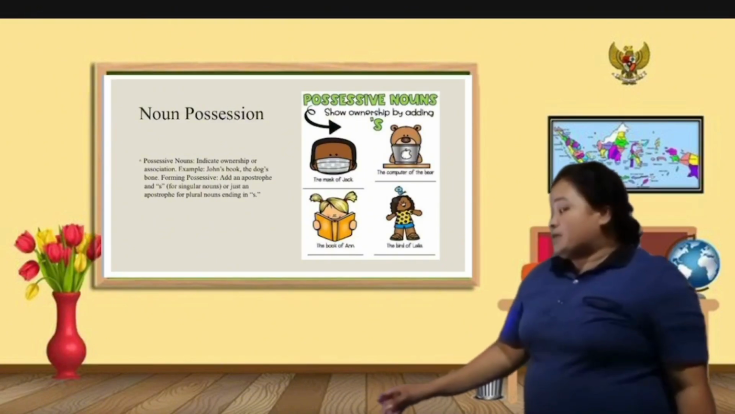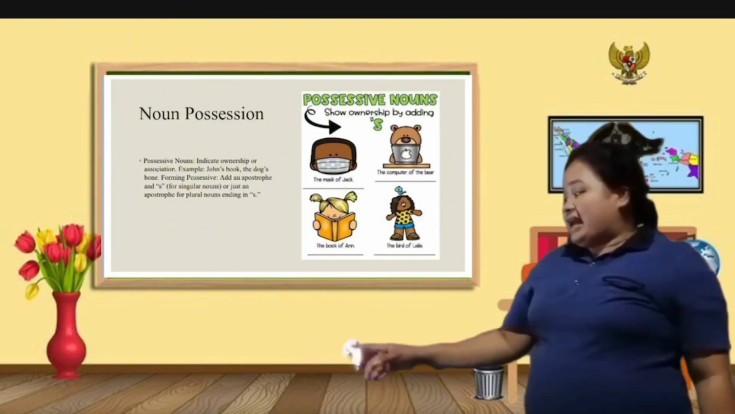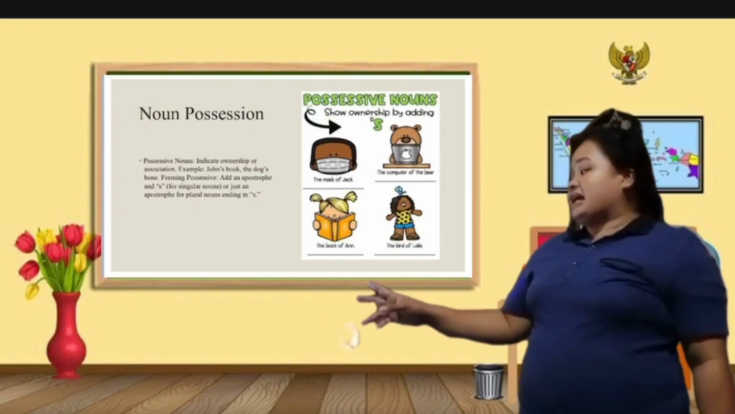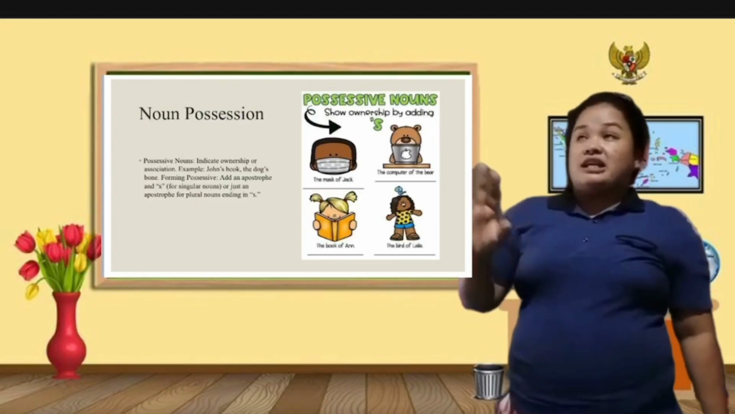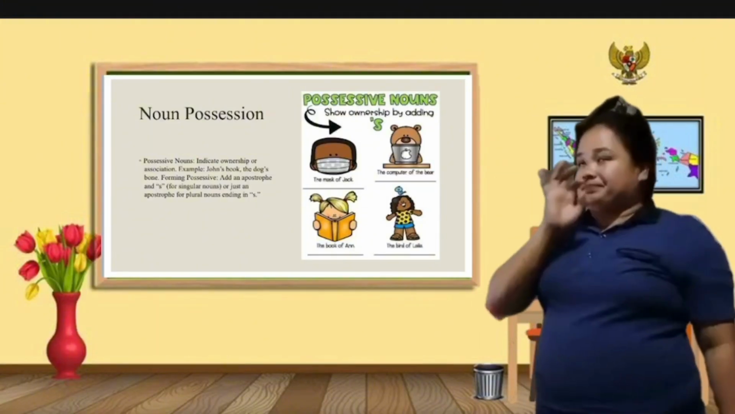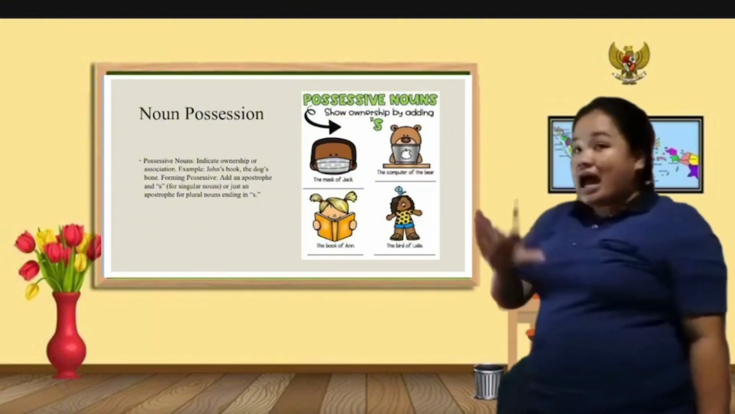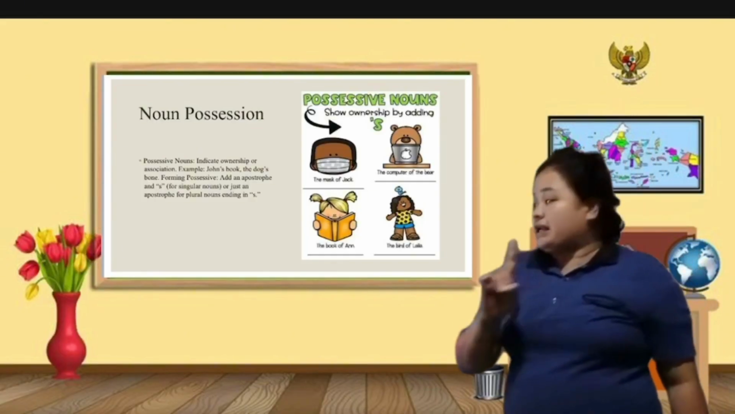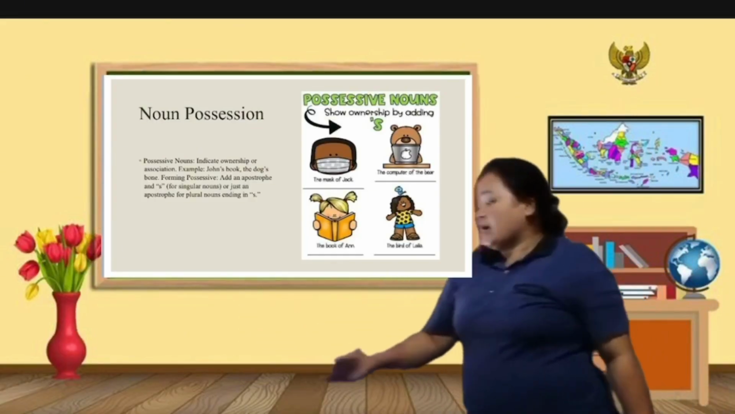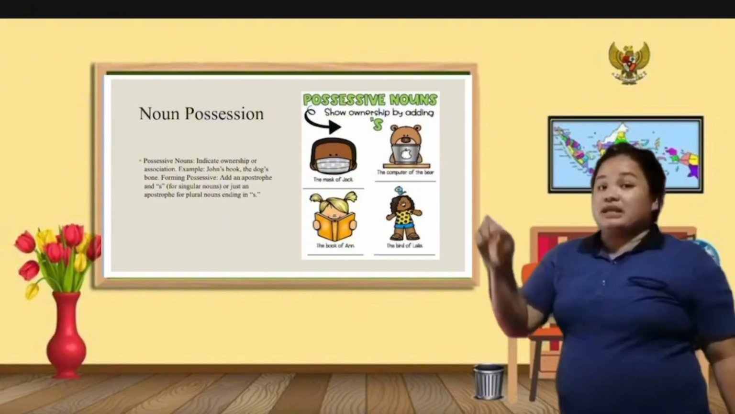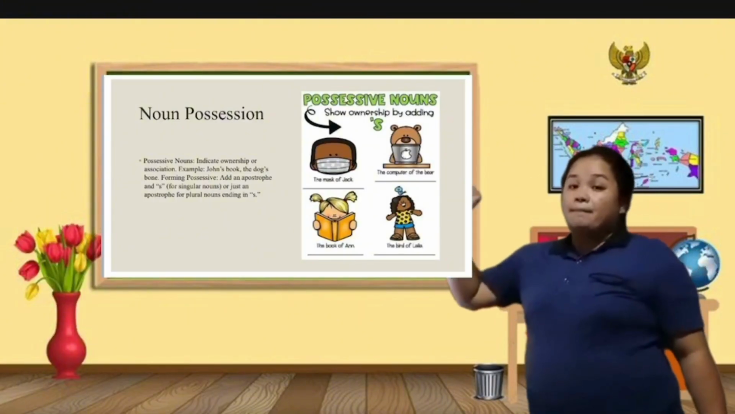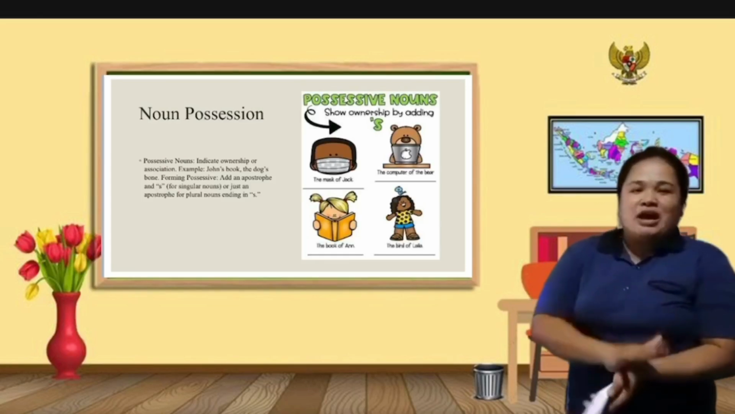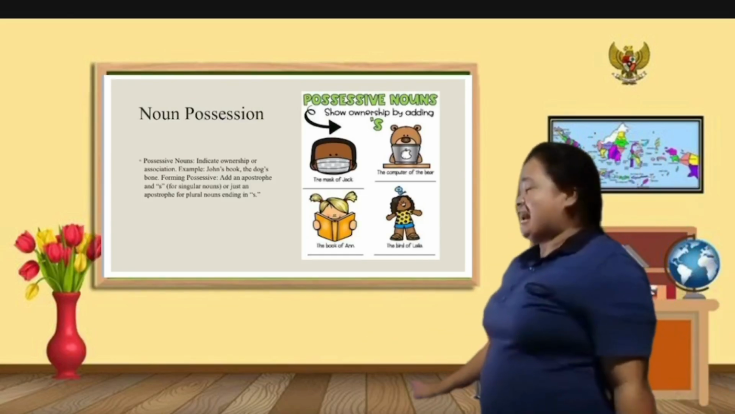So forming possessive, add an apostrophe and s for singular nouns or just an apostrophe for plural nouns ending in s. So for example, the word John. So John is singular. So because we will apply the possessive noun, it will be John apostrophe s. So it's John's book. Do you understand now? Very good. Everyone clap your hands. That's very nice and interesting.